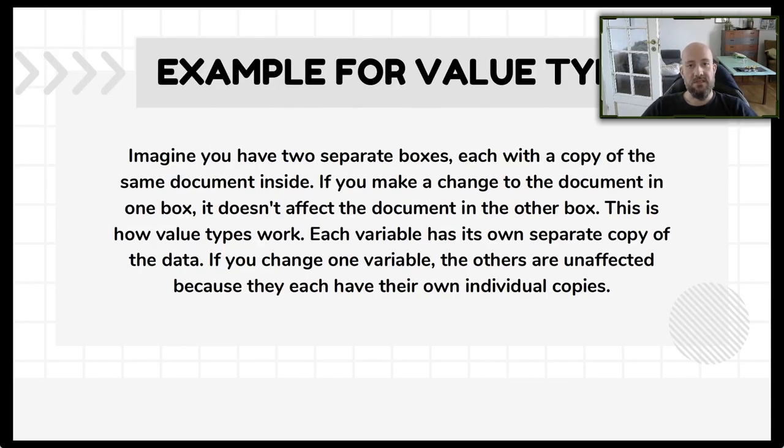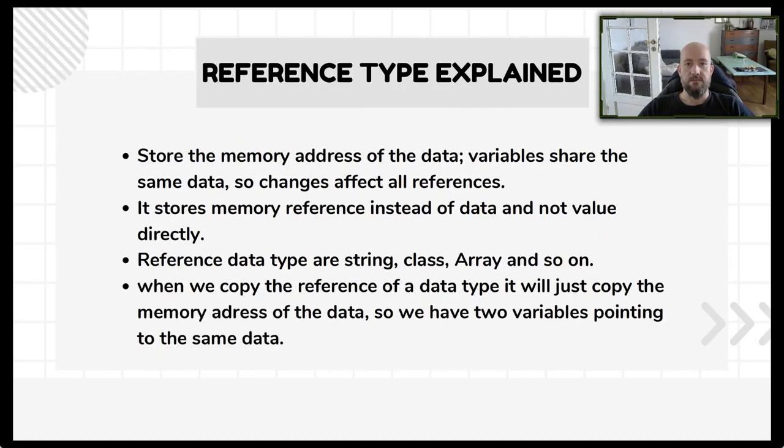Imagine you have two separate boxes, each with a copy of the same document inside. If you make a change to the document in the one box, it doesn't affect the document in the other box. This is how value types work. Each variable has its own separate copy of the data. If you change one variable, the others are unaffected because they each have their own individual copies.